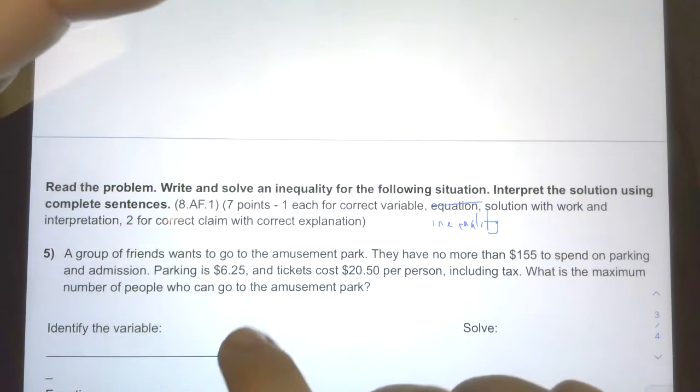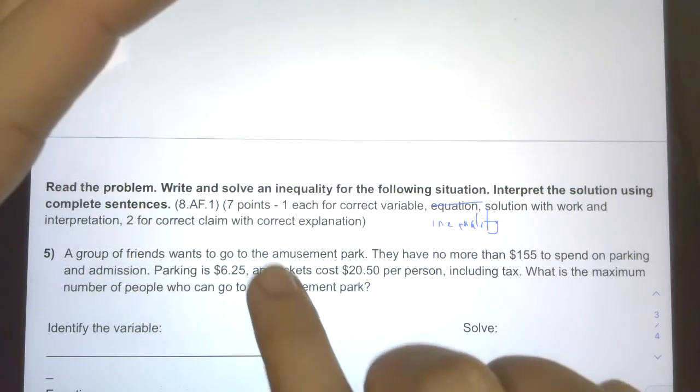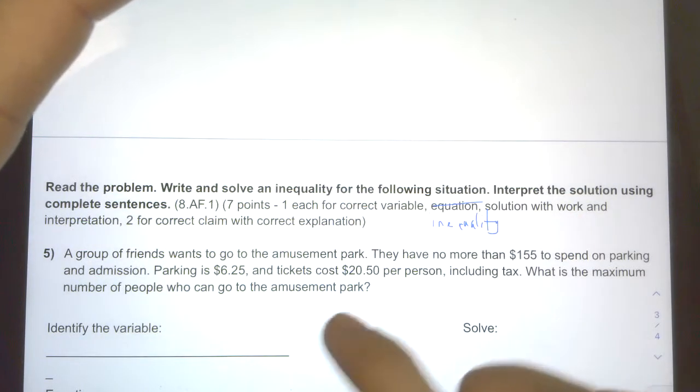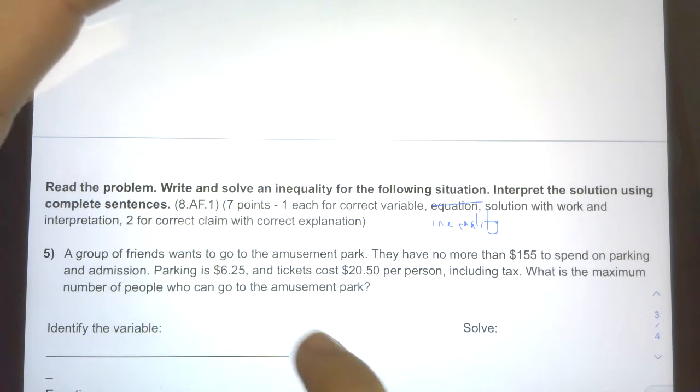Solution with work and interpretation. 2 for correct claim with correct explanation. So that's actually this part here, this correct claim with explanation. That's after we do all of the work for the inequality. So I'll address that in a second.